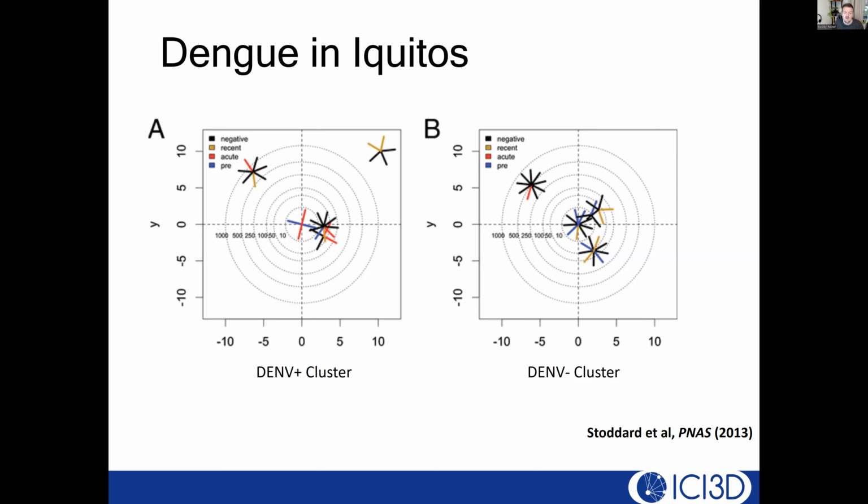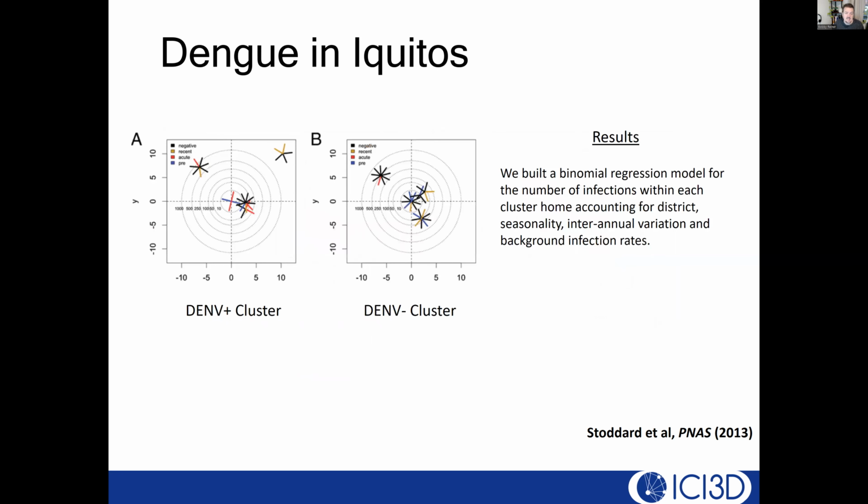From this analysis, we thought, well, maybe we can build a statistical model to try to understand what's going on. We did exactly that. We tried to build a binomial regression model to account for the number of infections within each cluster home, looking at differences in district, seasonality, what year it was, and what the background infection rate was. Again, this trial took place in 2009, right as dengue 4 was showing up. So we had a lot of susceptible individuals, and most of the people hadn't been exposed to dengue 4, so we had a pretty big outbreak. So we want to make sure we account for the background transmission rates.